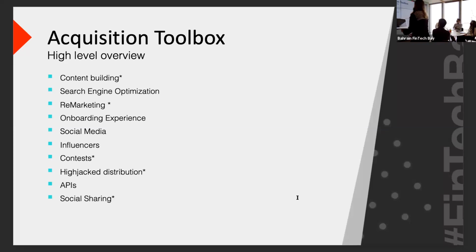Okay. So high level, if you look at this, these are only examples of the most common tools, but it's not everything. So you have content, the ones with asterisks, I'm going to go into more detail so you have a better example of what they are. You have content building, search engine optimization, remarketing, onboarding experience, social media, influencers, contacts, hijacked distributions, APIs, and social sharing.